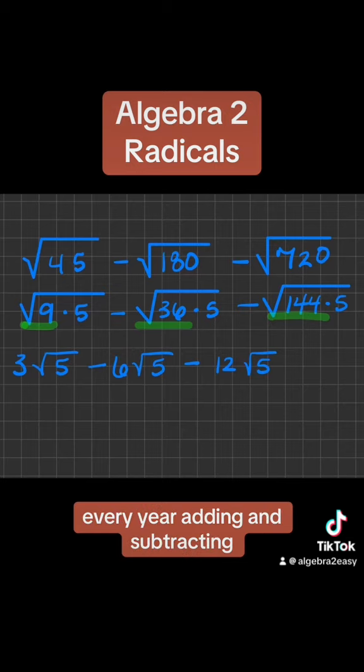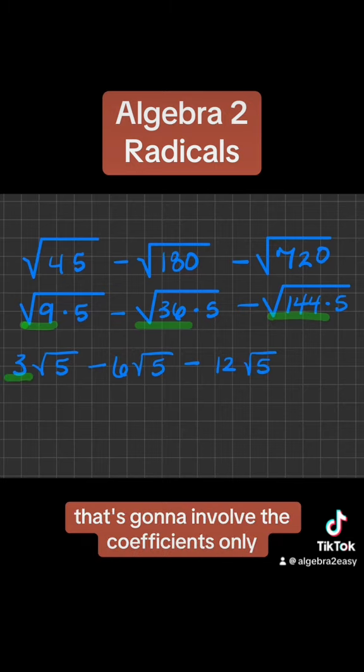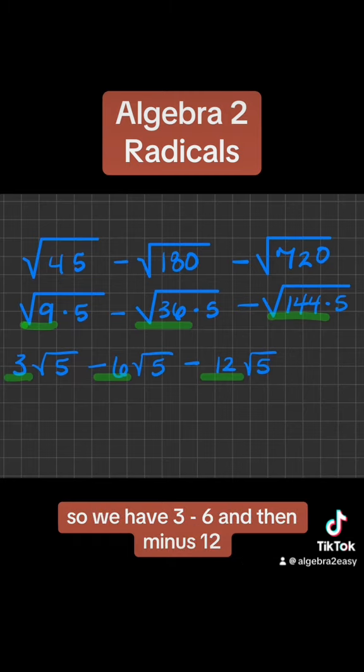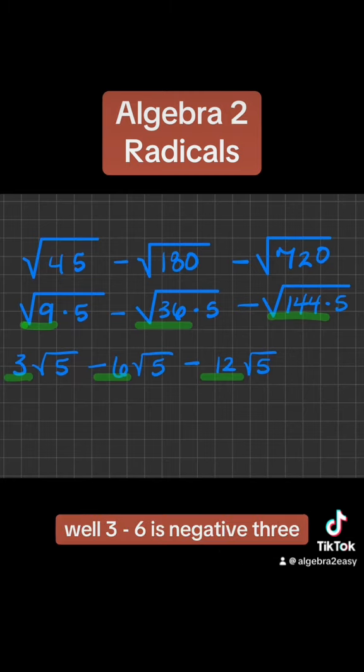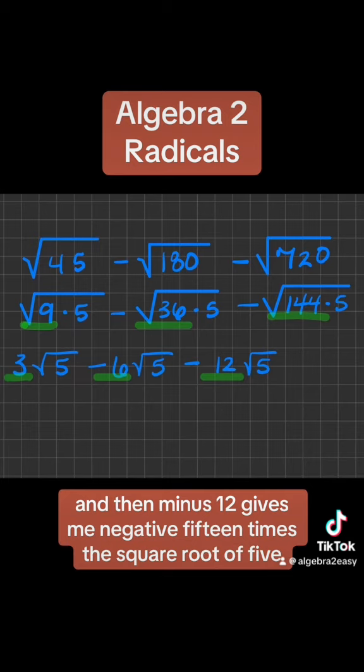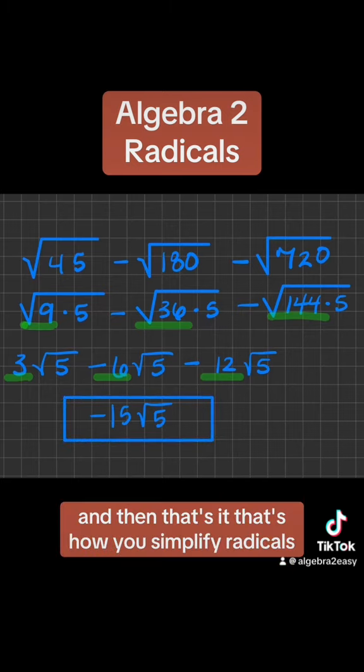Whenever you're adding and subtracting, that's going to involve the coefficients only. So we have 3 minus 6 and then minus 12. Well, 3 minus 6 is negative 3, and then minus 12 gives me negative 15 times the square root of 5. And then that's it. That's how you simplify radicals.